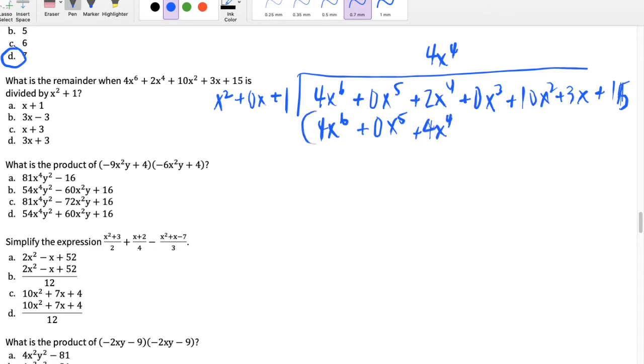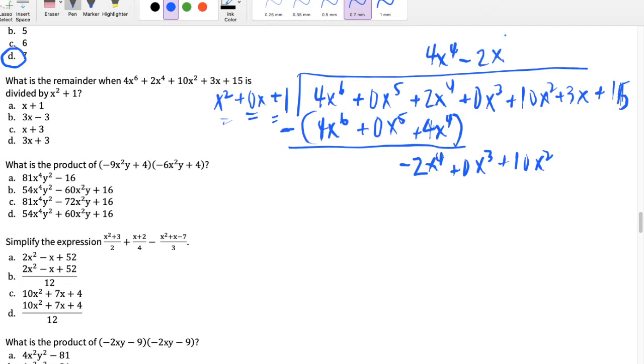Okay, again, subtract natin to guys. So, take note of the minus sign there. Cancel, cancel. This would become negative 2x raised to 4 plus 0x cubed plus 10x squared. So, dalawang terms yung binababa ko kasi yung divisor natin merong 3 terms. So, dapat 3 terms dito. Negative 2x raised to 4 divided by x squared, that's equal to negative 2x squared. Okay? So, negative 2x squared times x squared plus 0x plus 1, magiging negative 2x raised to 4 minus 0x cubed minus 2x squared. So, again, subtract this.